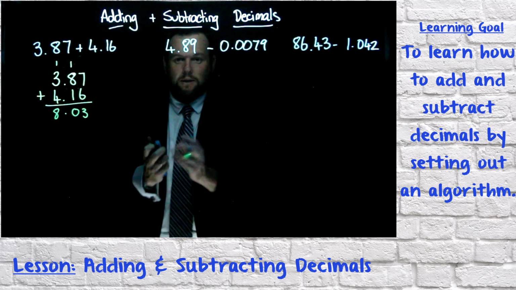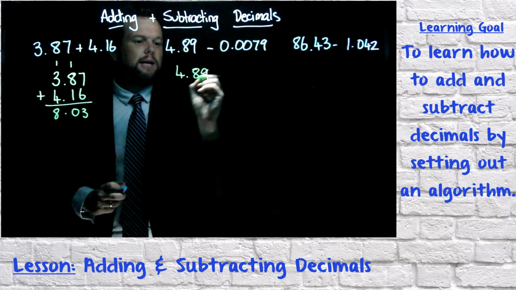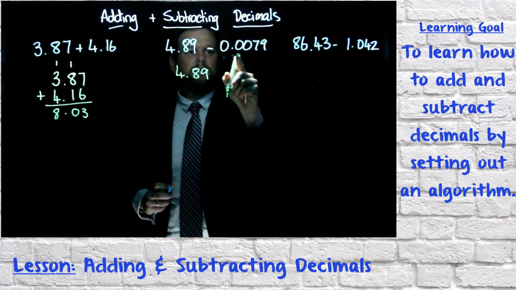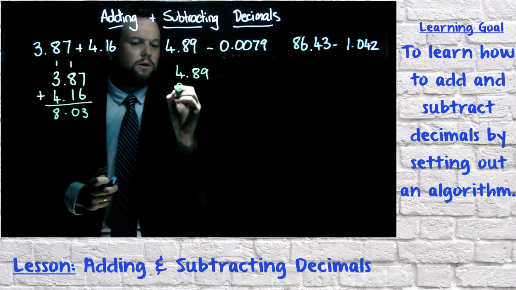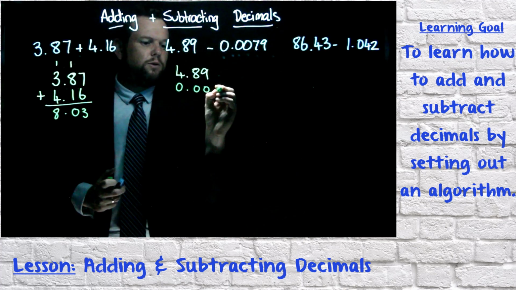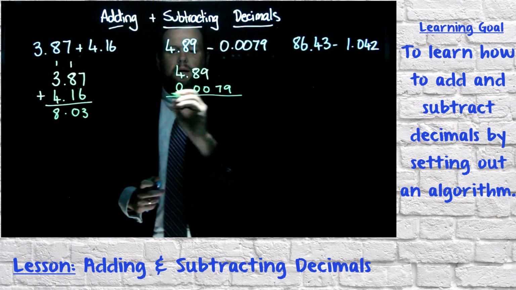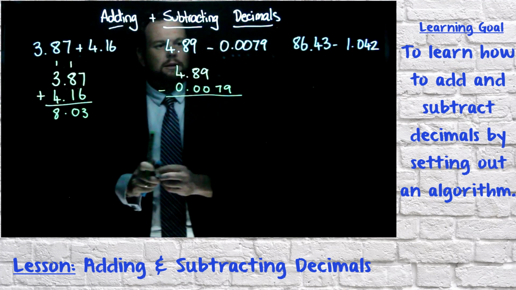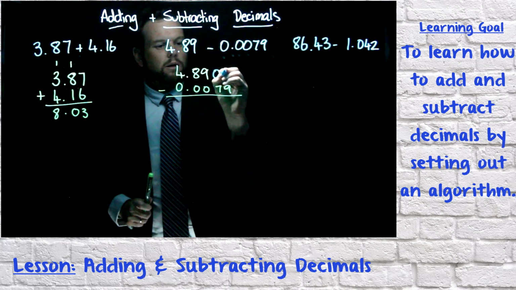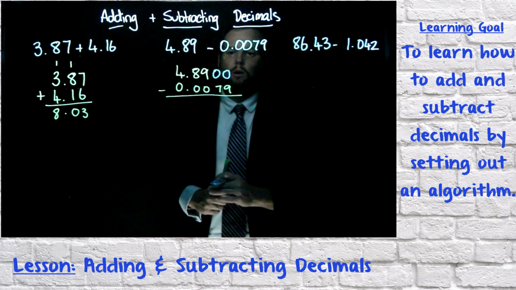Now over here it's a little bit different because I've got 4.89 take away 0.0079. So let's write that in. We've got 0.0079. Now, what we need to do, and we're doing subtraction, is add in zeros to fill up our algorithm. And now we can perform our operation.